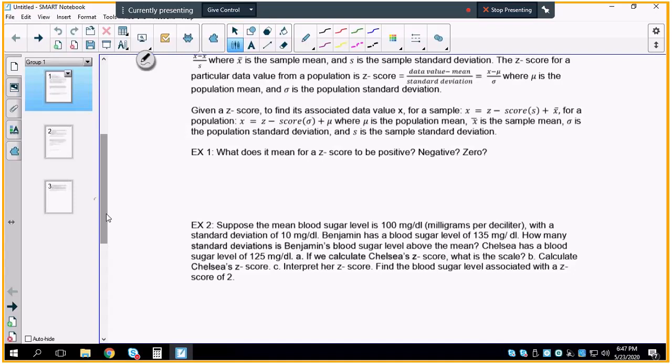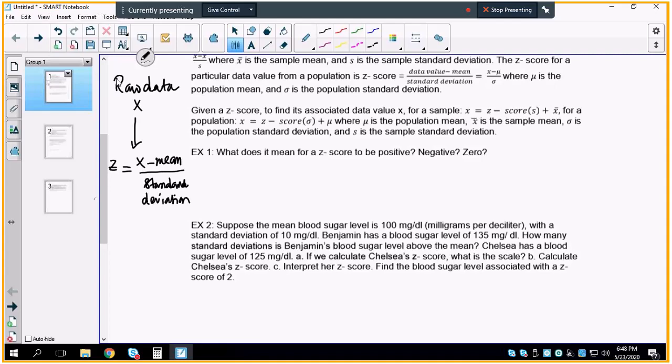So the two processes: if you are given x, that's called the raw data. So the raw data is in x. To go to the z-score, you use the formula z equal to x minus the mean, in a sample it's x bar, in a population it is mu, over the standard deviation. So in a sample it is s, and in a population it is sigma.